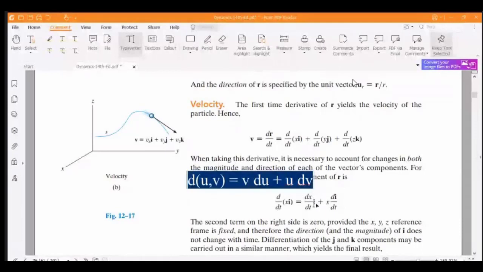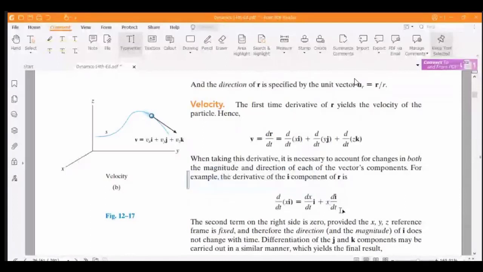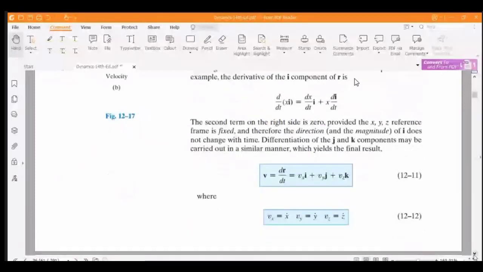Another time x is constant, di by dt. So we need to check whether the value is changing or the direction is changing as well. Two things. So the second term on the right side is 0, provided the XYZ reference frame is fixed. If it happens that this becomes 0, what does it mean? I have no impact.